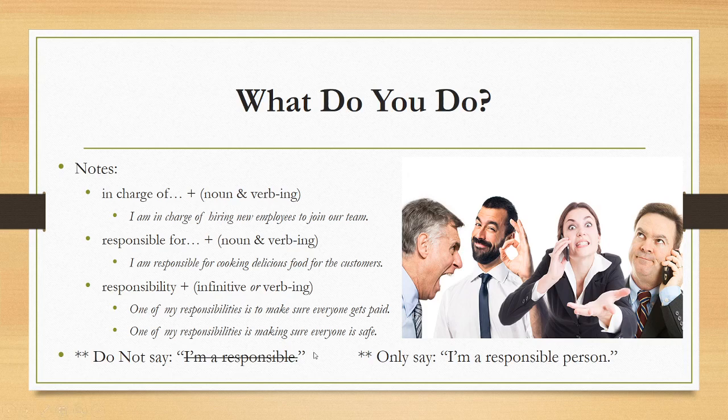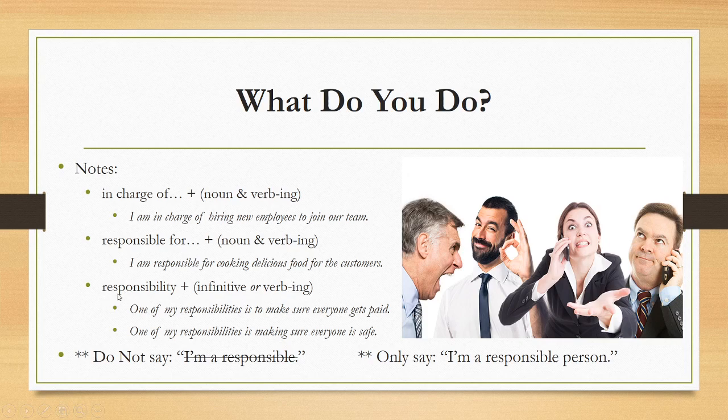Let's talk about "responsible for." I am responsible for cooking delicious food for the customers. This is also a noun plus verb-ing. So this person is a chef in a restaurant. They are supposed to cook very good food for customers who come and eat.